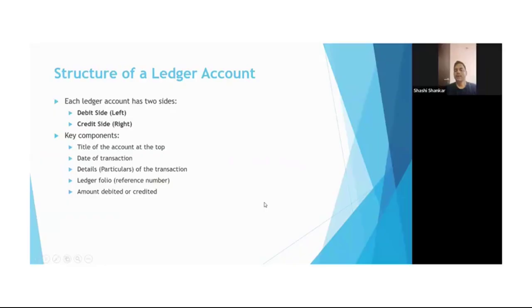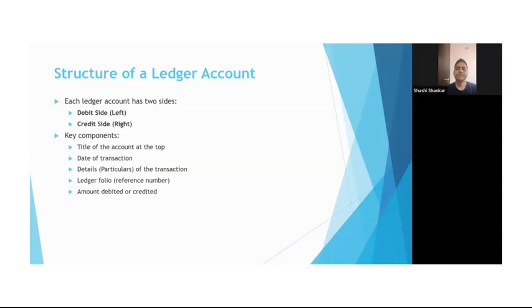All right, moving to the next, that is the structure of a ledger account. Here also there are two legs, one is the debit side, another is the credit side. In the ledger, the left side is the debit side and the right side is the credit side. The key components: definitely a title should be there, which account it is, whether machinery account, creditors account, debtors account, purchase account, sales account, whatever it is. So the heading or title should be there. After that, the date of transactions. As we are aware, in the journal it is in chronological order. Here, the date of transactions must be there for the respective accounts.